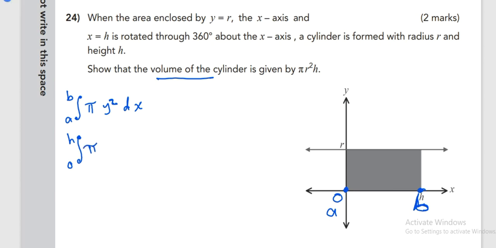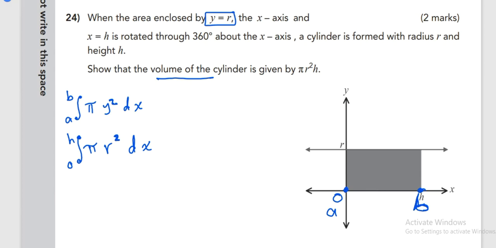Pi can be written inside the integration or outside, it's the same, no problem. What is the value of y? The value of y is already given. It's r, so it's r power 2 dx. Just integrate this expression and substitute by h and 0 to find the area.